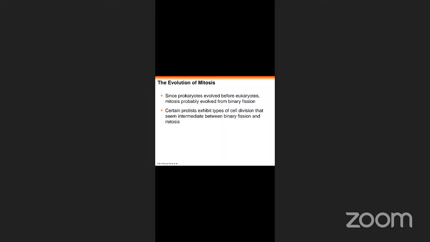So how has mitosis evolved? Already we know that evolution takes place from the prokaryotes. You can see this mitosis only in the eukaryotes. So how has this evolution of mitosis taken place? Since prokaryotes evolved before eukaryotes, mitosis probably evolved from binary fission. That is the theory. Certain protists exhibit a kind of cell division that is intermediate between binary fission and mitosis.